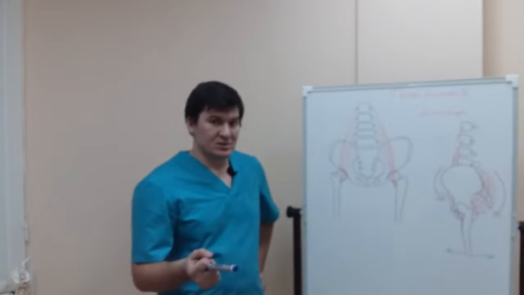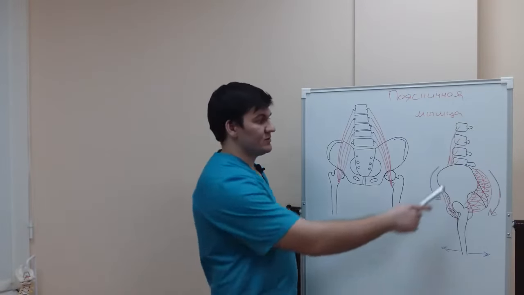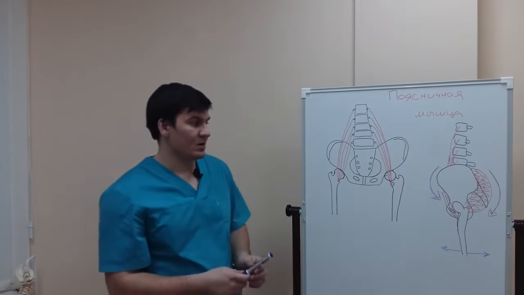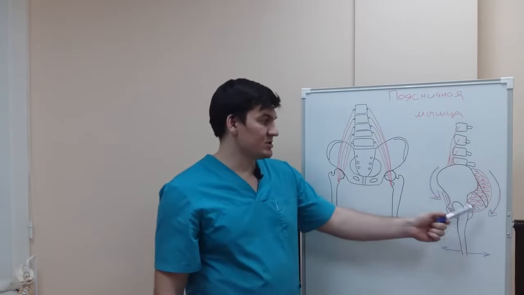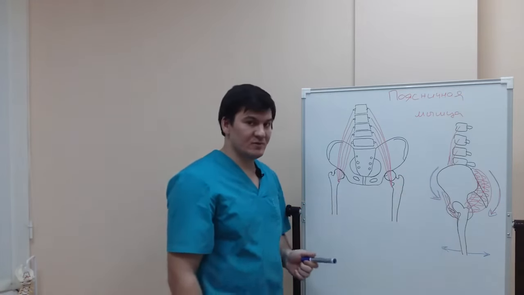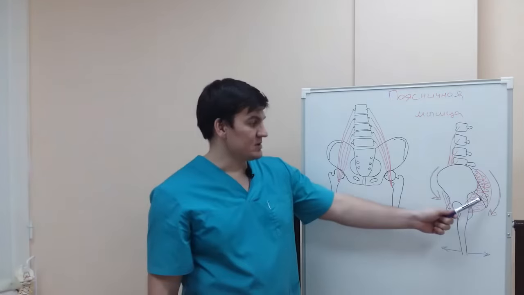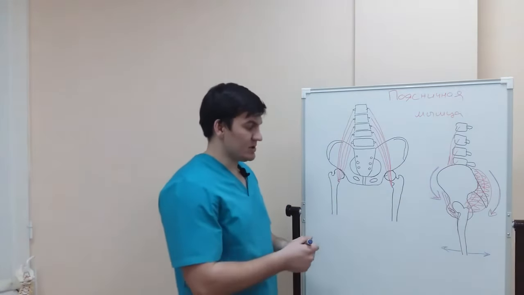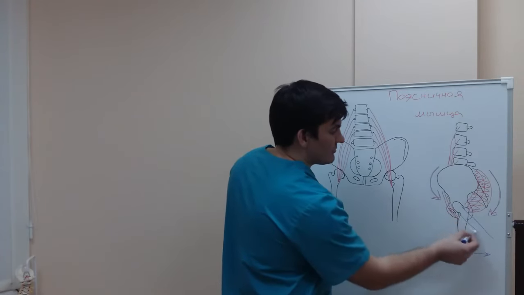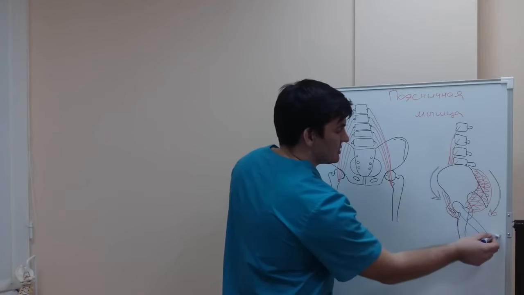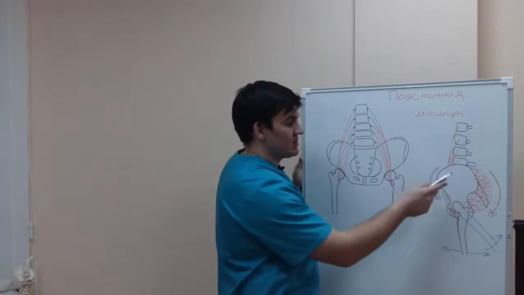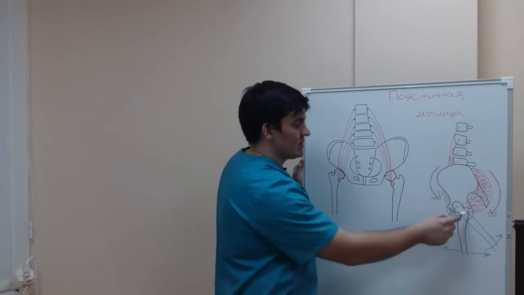The antagonist of this muscle is the gluteus muscle. That is, these two muscles are antagonists to each other. When the gluteus muscle is strained, at this moment the psoas muscle should relax. When the psoas muscle is strained, when the leg goes forward, at this moment the gluteus muscle should relax. When the gluteus muscle contracts, it pulls the leg back. That is, the femur makes such a movement. When the psoas muscle contracts, it moves the leg forward.